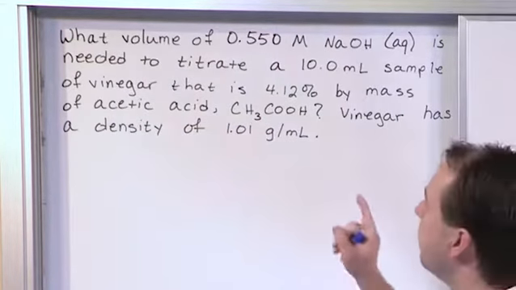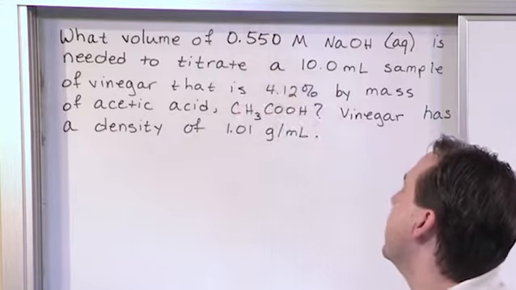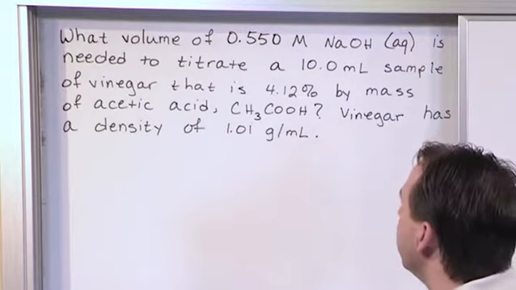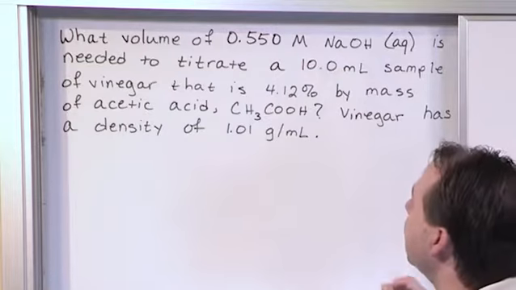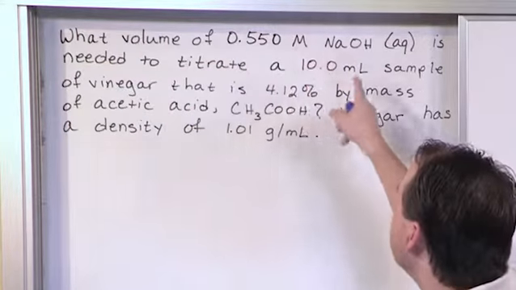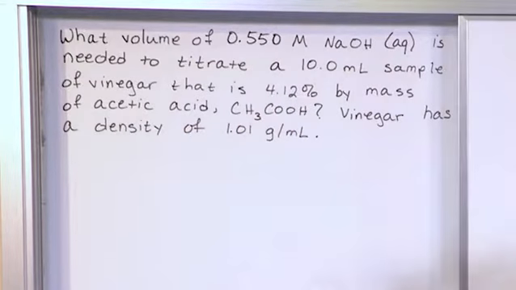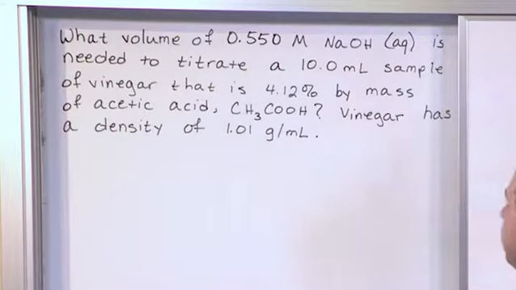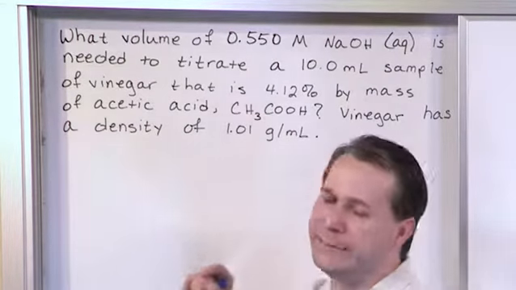So the problem says, what volume of sodium hydroxide, molarity of that guy is 0.550 molar. So what volume of 0.550 molar sodium hydroxide is needed to titrate a 10 milliliter sample of vinegar that is 4.12% by mass of acetic acid, CH3COOH. Vinegar has a density of 1.01 grams per milliliter.